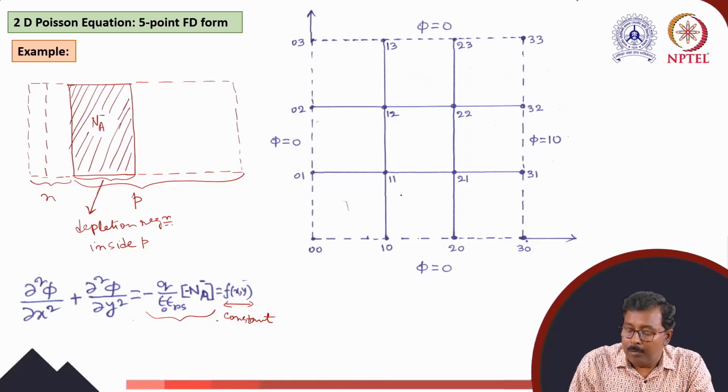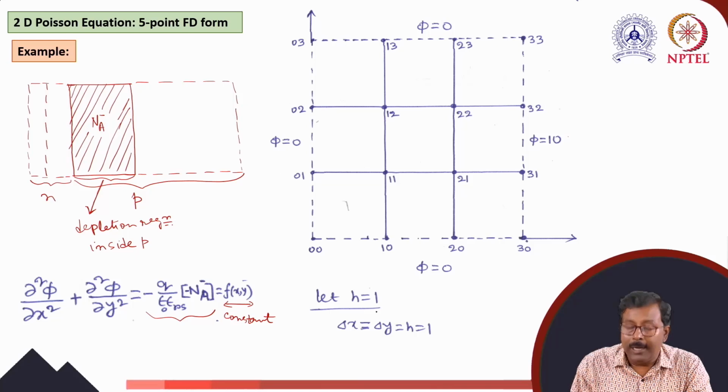First of all, we have to concentrate on the interior nodes, starting from 1 1, then 1 2, then 2 1, then 2 2. Let us consider h, the mesh spacing, to be 1, that is delta x is equal to delta y is equal to 1. Again for simplicity of calculation, we are considering h is equal to 1.